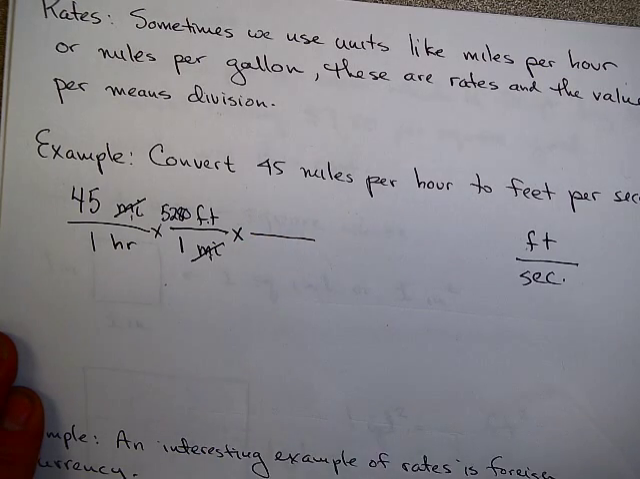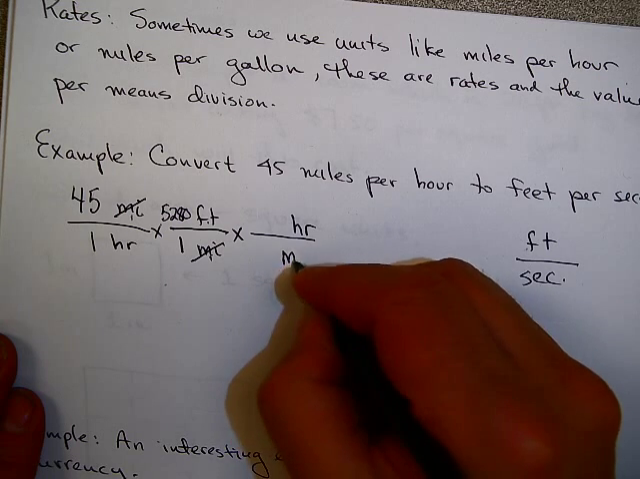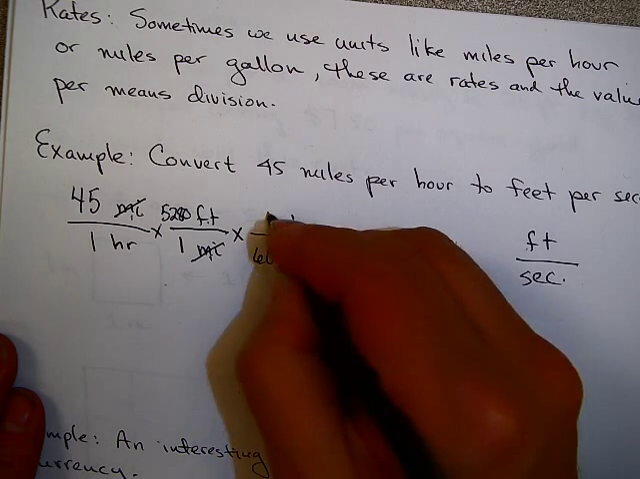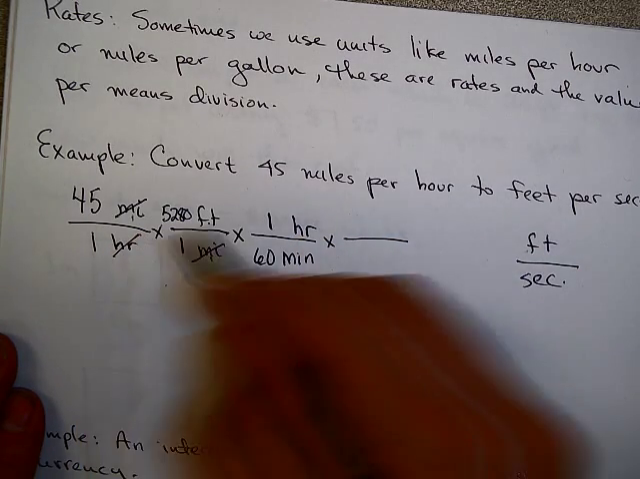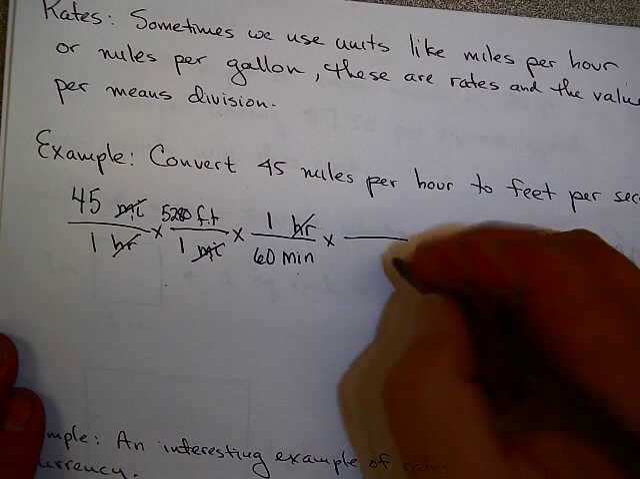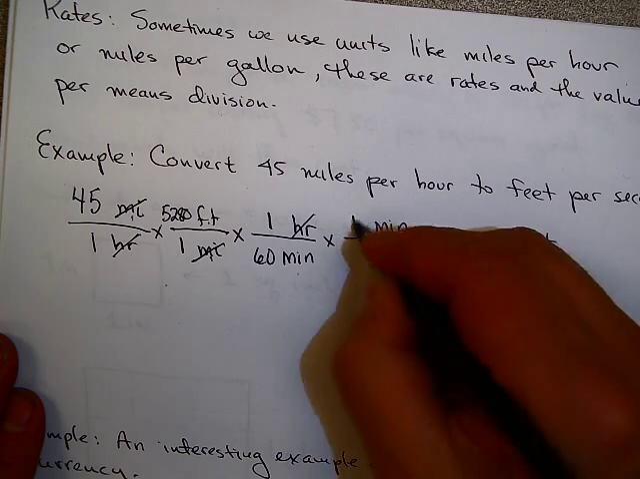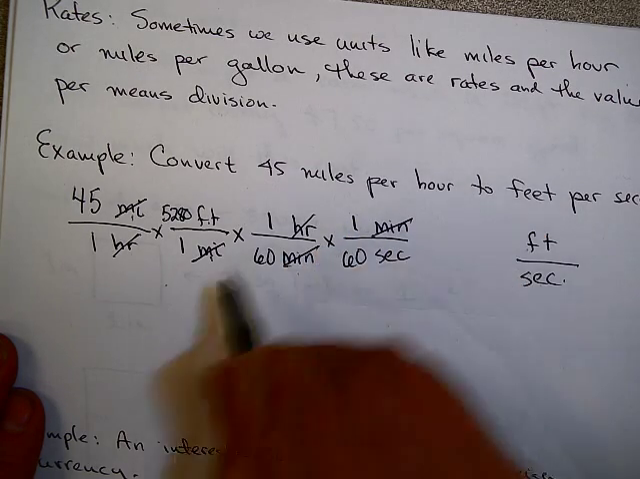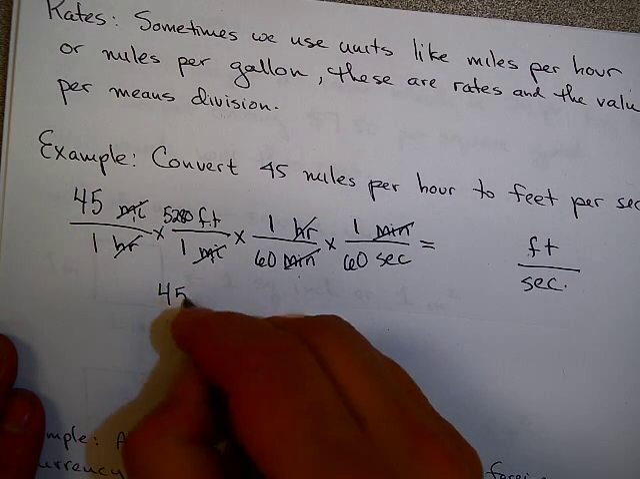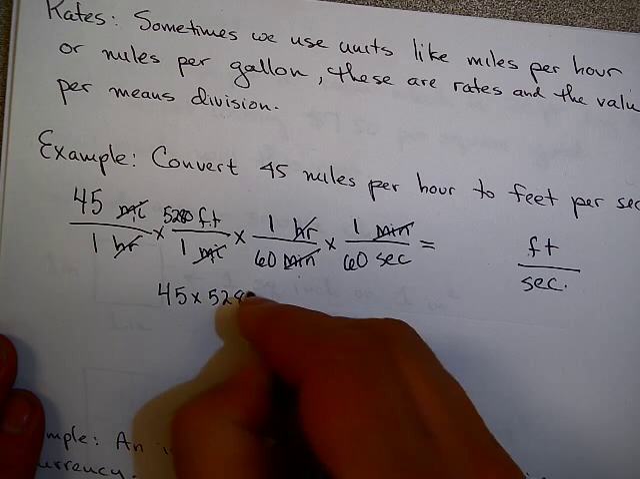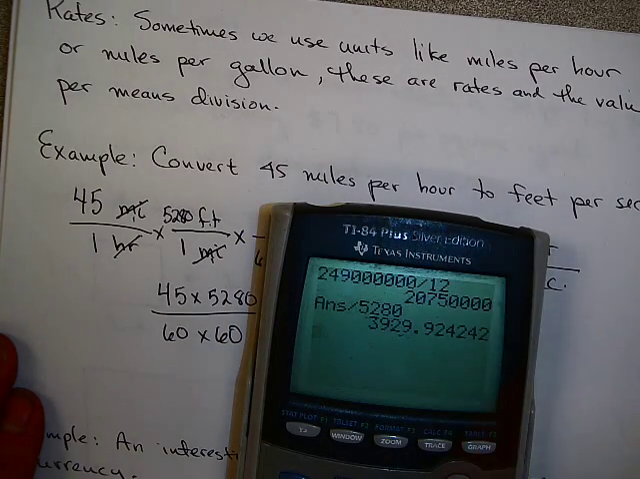So I have to convert hours to seconds. I may not know how many seconds are in an hour, but I do know that there are 60 minutes in 1 hour, and that would give me now feet per minute, but I'd like to get rid of minutes and put in seconds. So I have feet per second finally. So my numerator is 45 times 5,280. My denominator is 60 times 60. Let's see how to do this on my calculator.